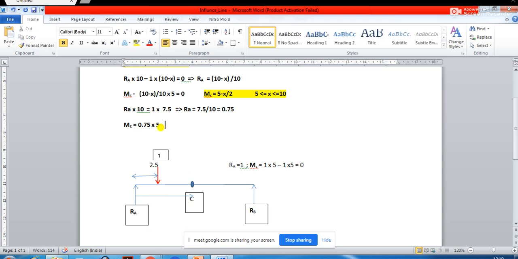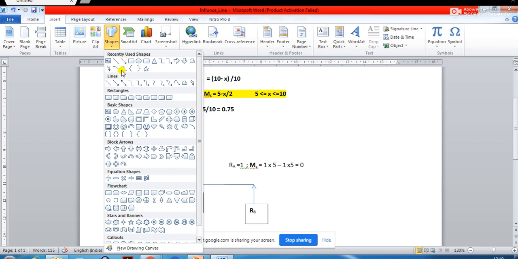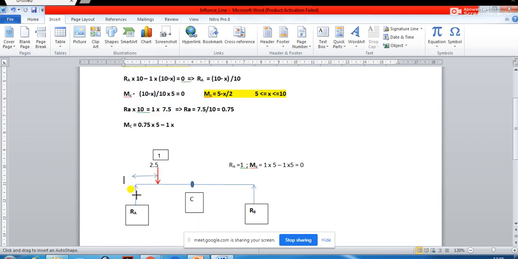Minus 1 into how much? 2.5. Why is it 2.5? From this load to this point the distance is 2.5. Is it clear to everyone? This is very important. You should be very, very clear about this.